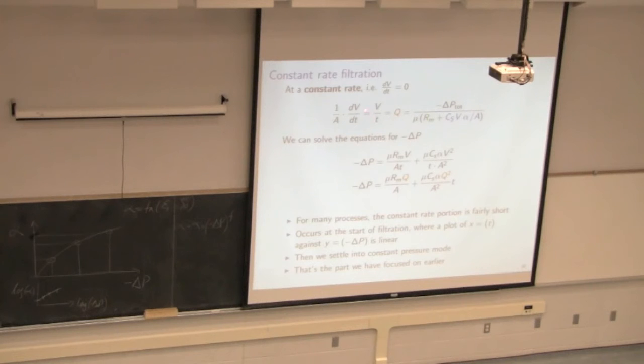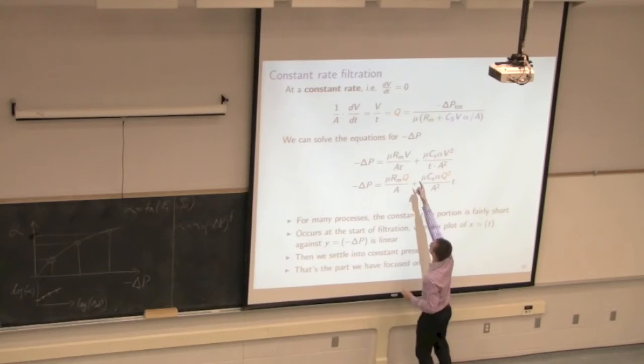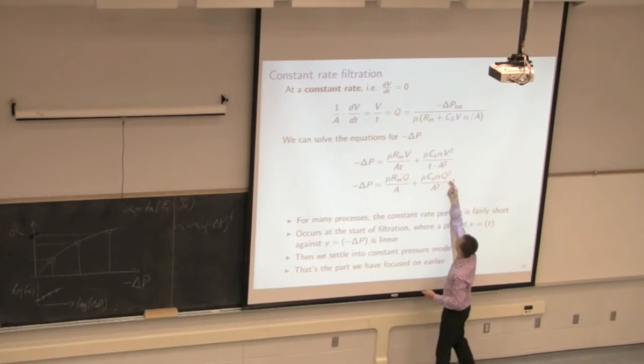If you put that in and integrate, you will get V divided by t, which we know as Q, the volumetric flow rate, and that's equal to this changing pressure drop divided by these two resistances, the cake resistance and the filter medium resistance. The standard approach is to solve now for delta P, and let's pull out this V over t term and call it Q. So we get a Q term here, and we get a Q squared term.